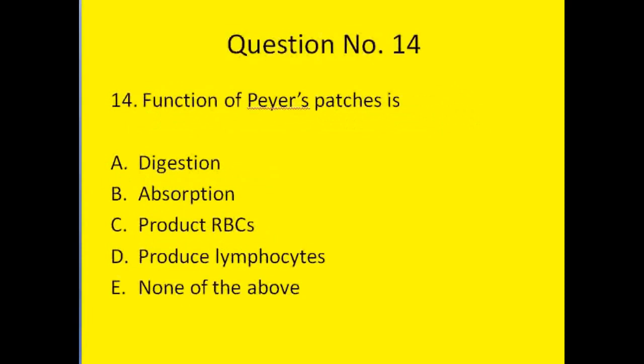Question number 14 is a continuation of the Peyer's patches. We have already seen Peyer's patches, and in this question they are asking about their function. Digestion is wrong. Absorption is also wrong. They have given produce RBC, but RBC is produced only in the bone marrow, while Peyer's patches produce lymphocytes. So the function of Peyer's patches is to produce lymphocytes. The correct option for this question is D.